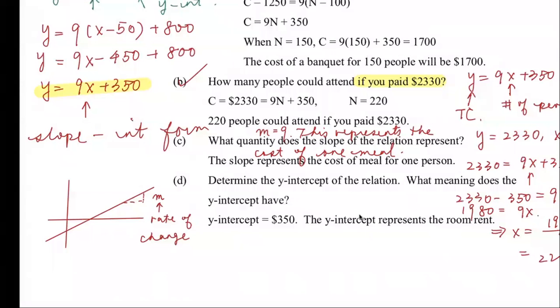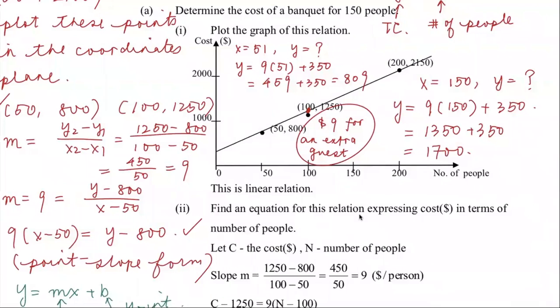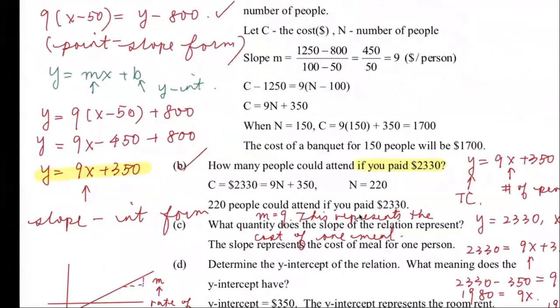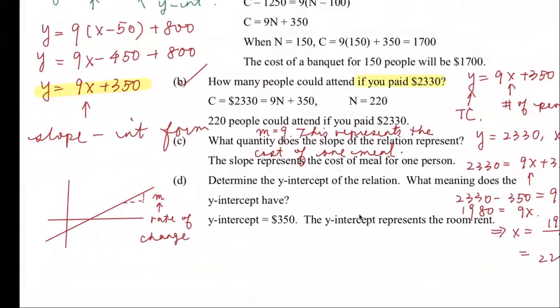Part D, determine the y-intercept of the relation. What meaning does the y-intercept have? Again, let's go back to the graph. Y-intercept, actually we found this already here, because we found the slope-intercept form. We can just read the slope and the y-intercept directly off this formula, and we can see that the y-intercept is equal to 350.